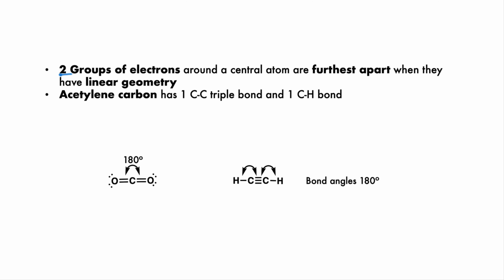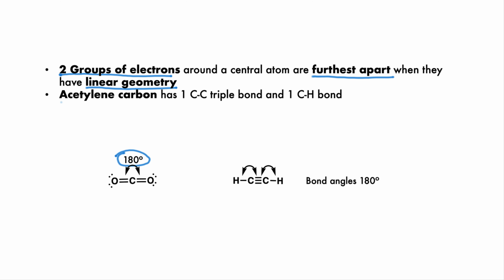2 groups of electrons around a central atom are furthest apart when they have linear geometry. The bond angle is 180 degrees. Carbon dioxide with 2 carbon-oxygen double bonds is linear.